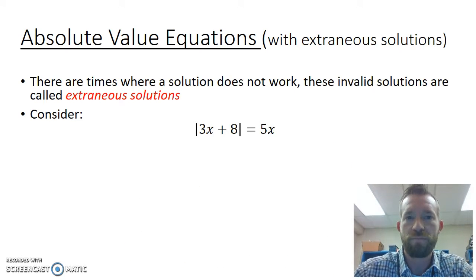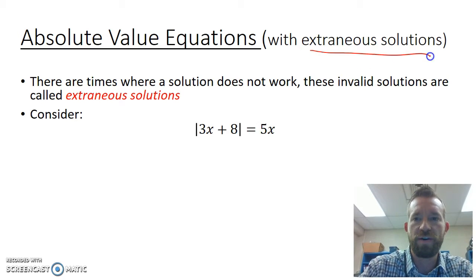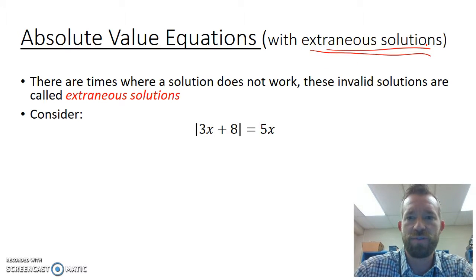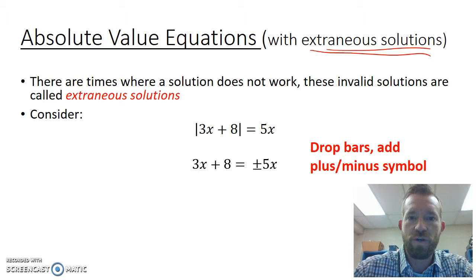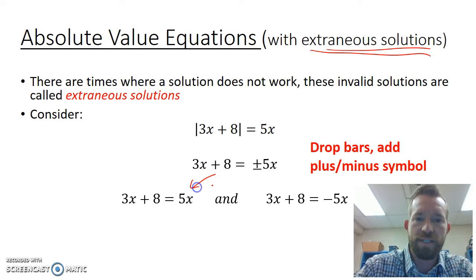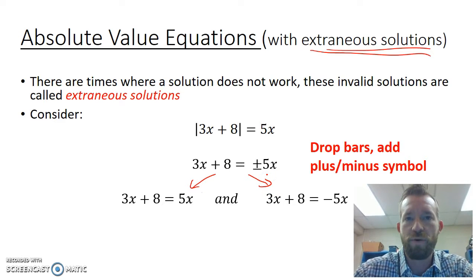We should really plug them in to check them, and we'll show you that in a minute. We're dealing with this vocabulary term called extraneous solutions, really talking about things that actually might not work sometimes. So when we get this kind of result, we're going to mechanically do the same thing. We're going to drop bars, add plus or minus. That's the note that we're relying on to solve these. So as we go through this, we'll split it into two problems. Again, we're using the word and because both of these are possible solutions.